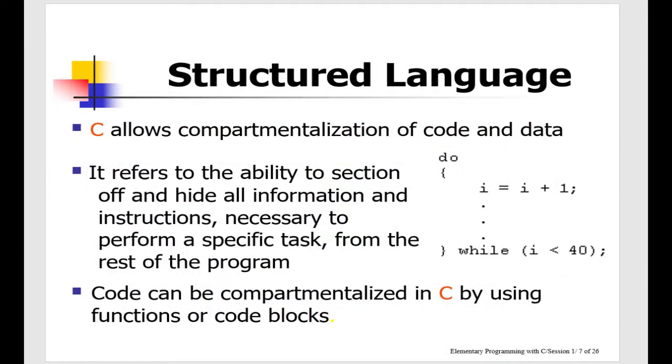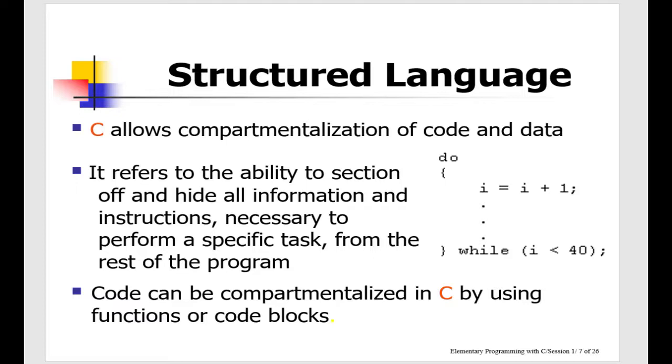C is also classified as a structured language, and it allows you to compartmentalize your code and data. Compartmentalization simply means, I'm quite sure where you're watching this, you're in a room or some enclosure. Now, those walls are basically blocking out everything else that is happening around you. And what usually happens is that C allows you to do something similar with your code and data.